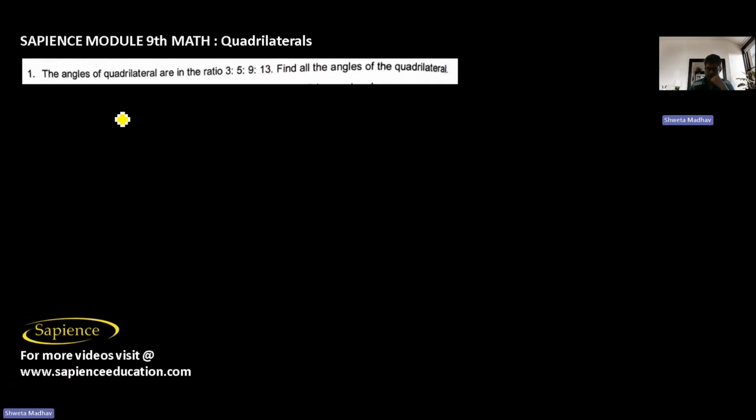Hello everyone, good evening. So here we shall solve exercise 1 on quadrilaterals. In the very first question, it is told that the angles of a quadrilateral are in the ratio 3:5:9:13, and we have to find all the angles of the quadrilateral.